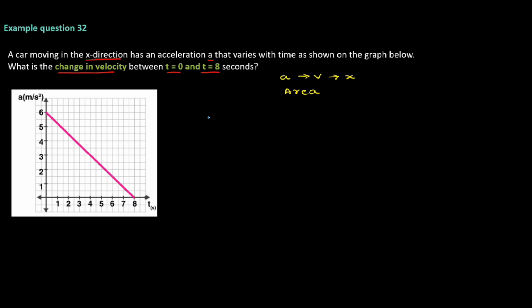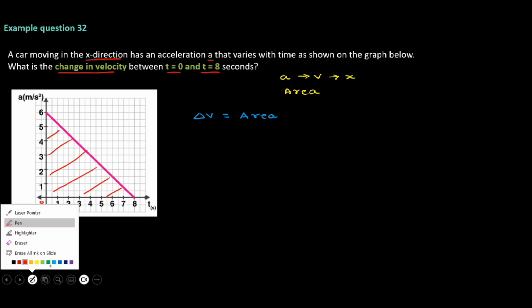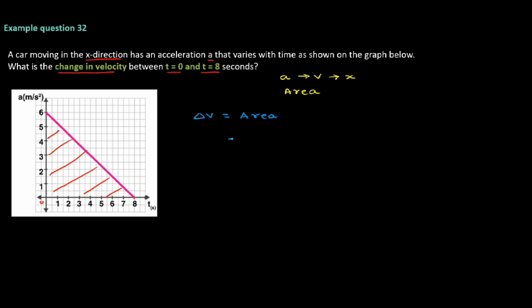So I have acceleration versus time graph. To find the change in velocity delta v, I'm going to take the area under the graph. So we take the area going from time t equals 0 to time t equals 8 seconds. So I'm basically looking at the area from 0 to 8, this area within the graph. And the shape of this region is a triangle. So when I take the area, I take area of the triangle, which is half times base times height.